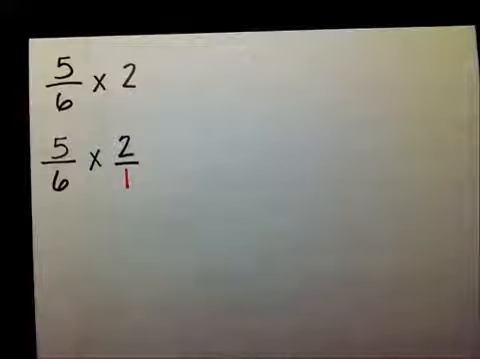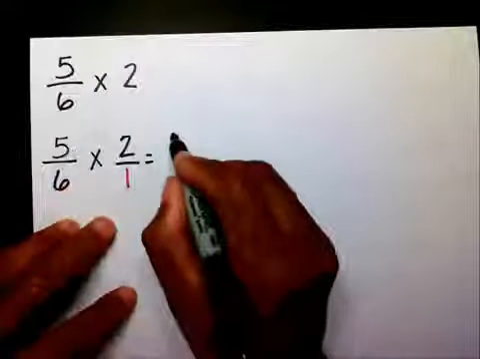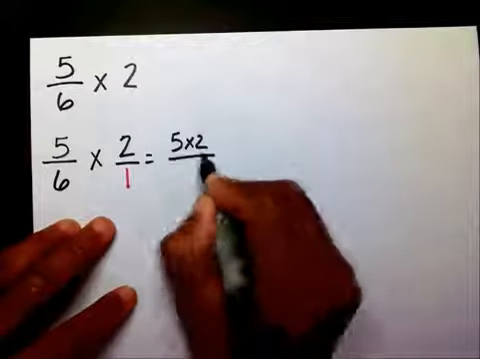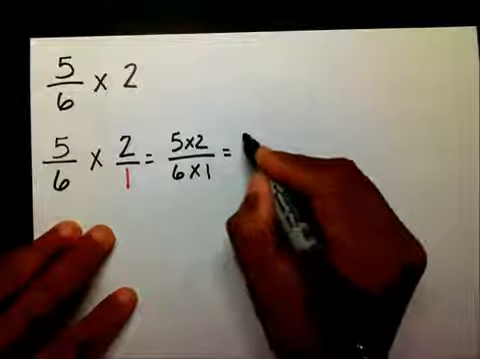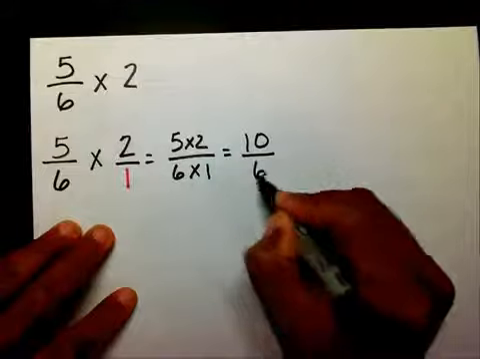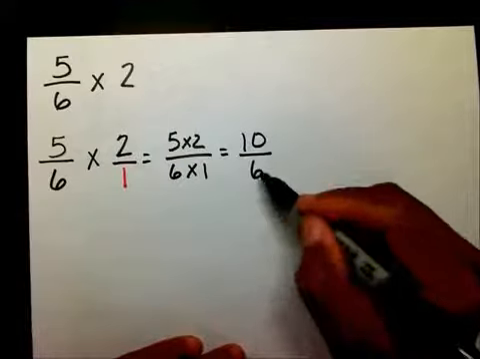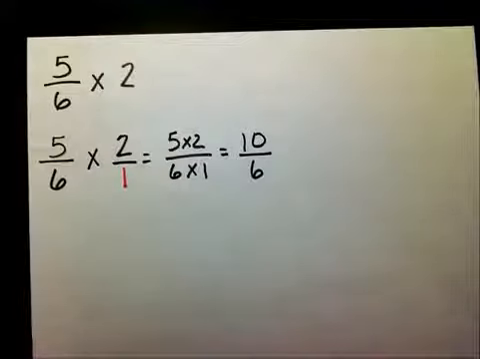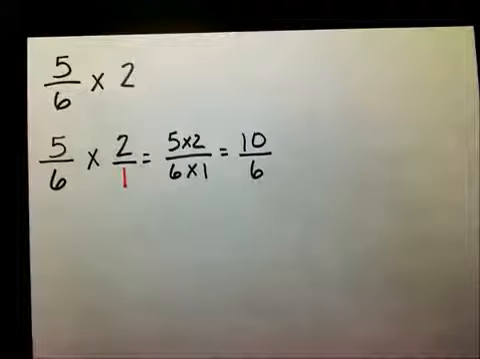So now that I've done that, I can just multiply across. I'm going to say 5 times 2, and I'll multiply 6 times 1. So 5 times 2 is 10, and 6 times 1 is 6. If you notice, I have an improper fraction here. If you've not watched the video on changing improper fractions to mixed numbers, please watch that video, and that'll explain this process in more detail.